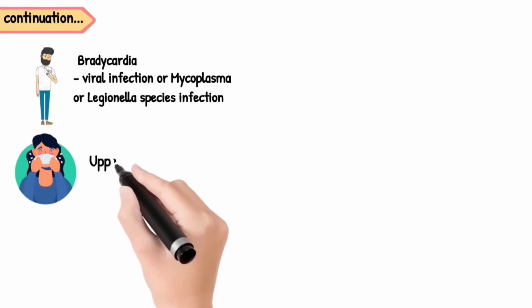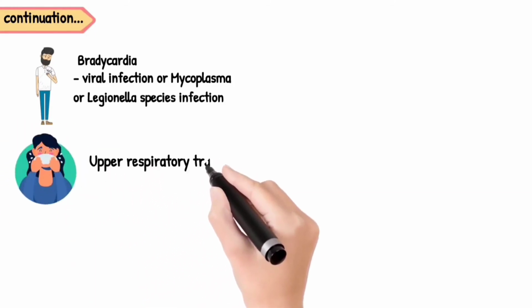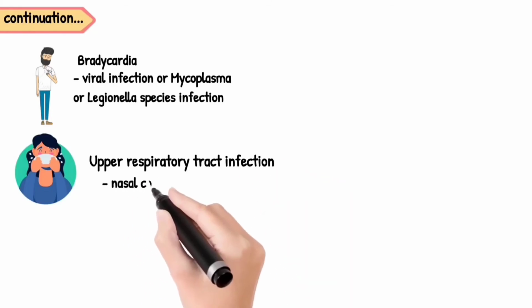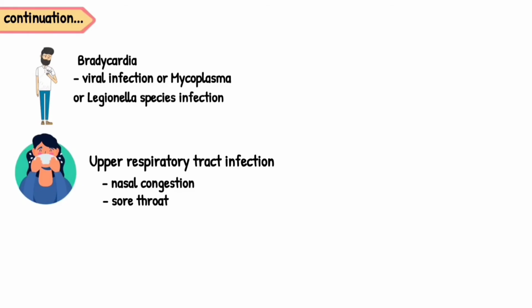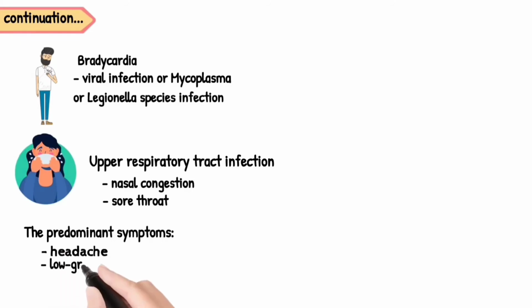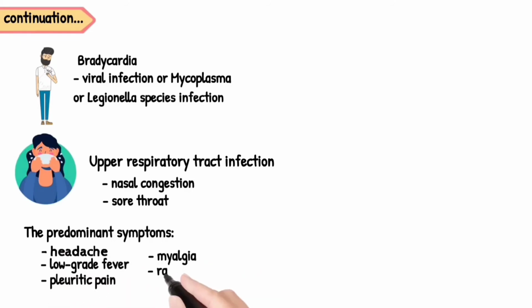Some patients exhibit an upper respiratory tract infection, such as nasal congestion or sore throat. And the onset of pneumonia is gradual and nonspecific. The predominant symptoms may be headache, low-grade fever, pleuritic pain, myalgia, rash, and pharyngitis. After a few days, mucoid or mucopurulent sputum is expectorated.